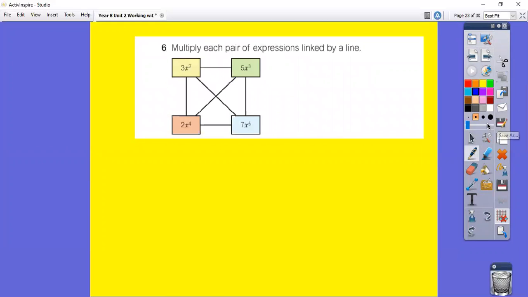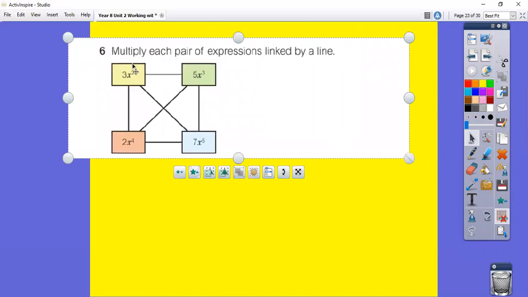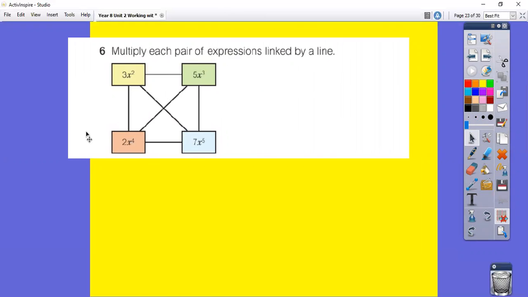And then finally, question 6 says multiply each pair of expressions linked by a line. So you do 3x squared times 5x cubed. You do 3x squared times 2x to the power of 4. You would do 3x squared times 7 to the power of 5, and so forth. All of these need to be multiplied by each other to work out all the answers.